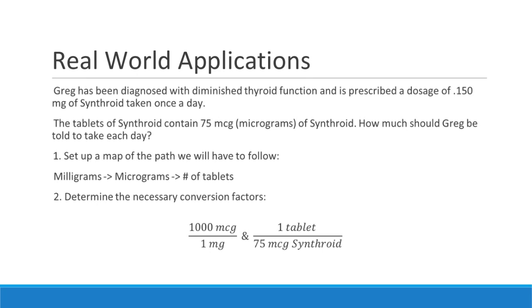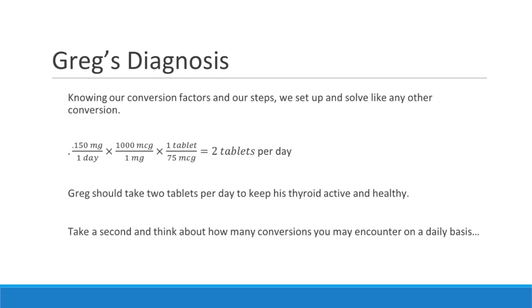So let's determine the necessary conversion factors, number 2. If we look at our metric sheet, and I'm just going to pull it out for you, it's 1,000 micrograms per every milligram, right? So we're getting smaller, right? So that's why that gets bigger. And then for every tablet, we have 75 micrograms of Synthroid present. So for Greg's diagnosis, we're left with our conversion factors and our steps.